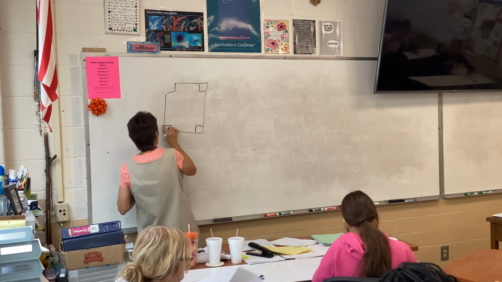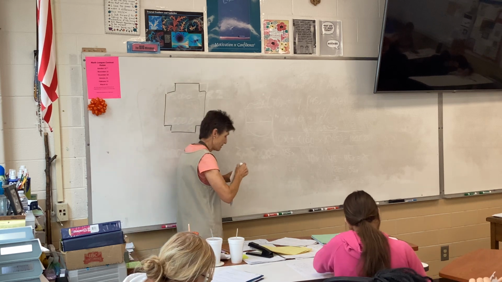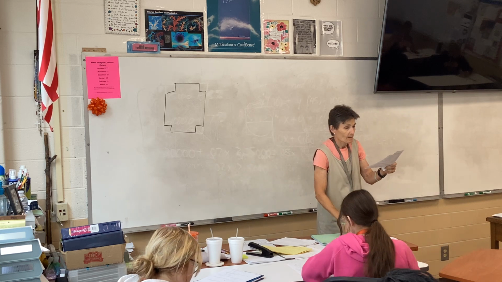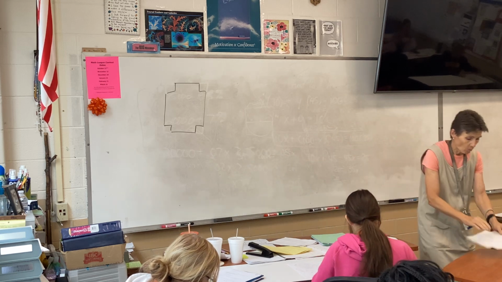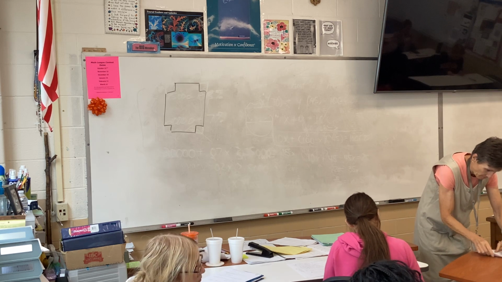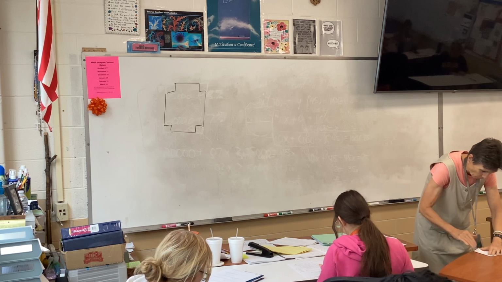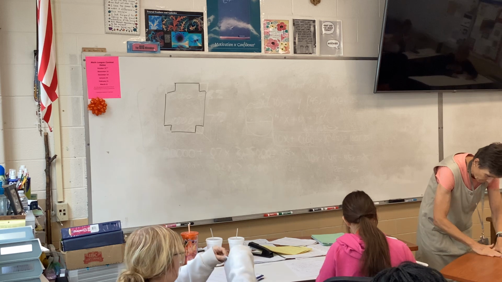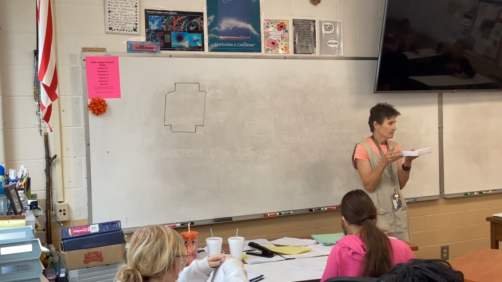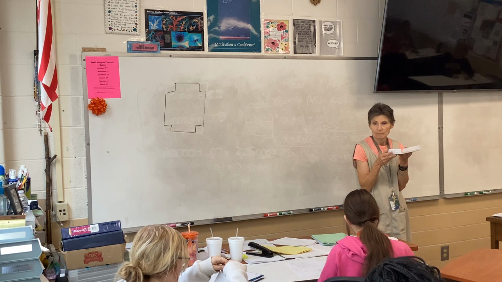So basically, what your paper is going to look like is you're cutting these corners out. So the paper you have left is going to look like this, right? Okay, now I want you to fold up the flaps that you created by cutting out the corners. You made flaps. Fold those up, and you will have a little box.